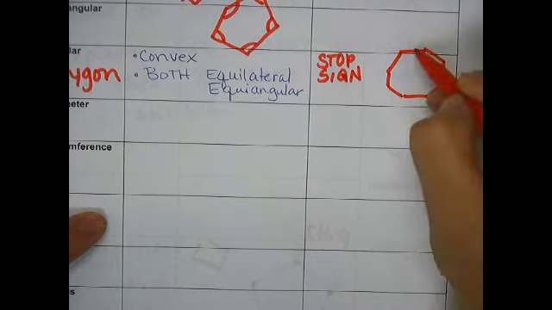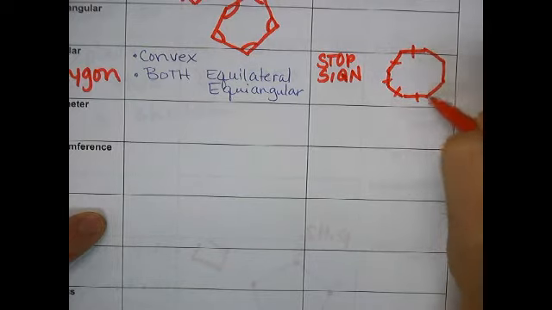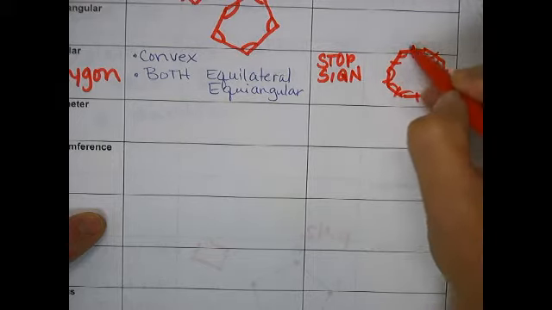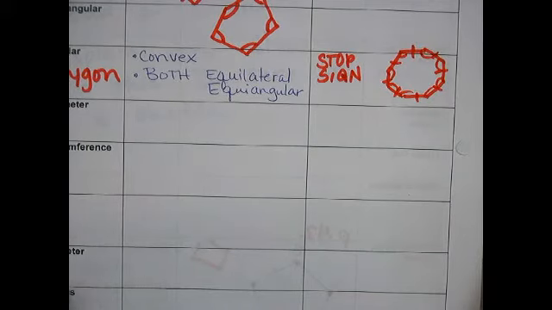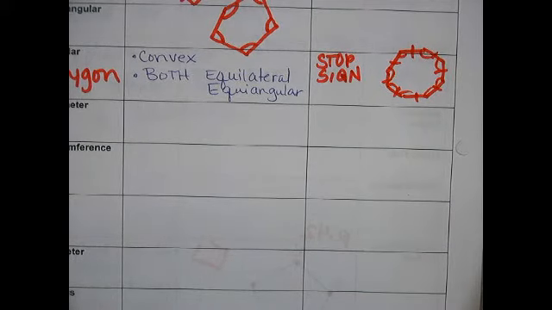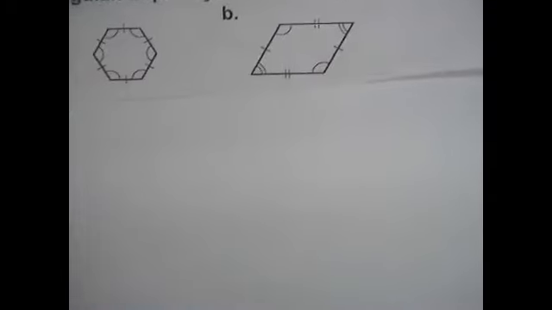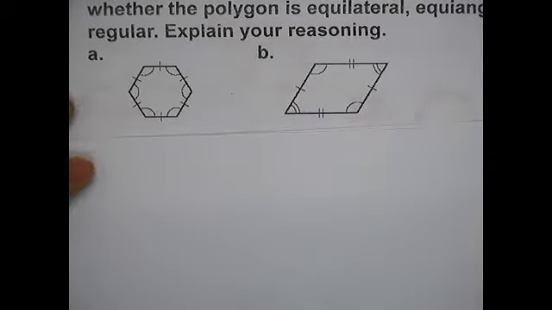Okay, I can spell. It's an octagon. See if I can draw as well. It's an octagon with all 8 sides congruent and all 8 angles congruent. So it's equilateral, equiangular, and it's convex. So take a minute to look at those and to define that.